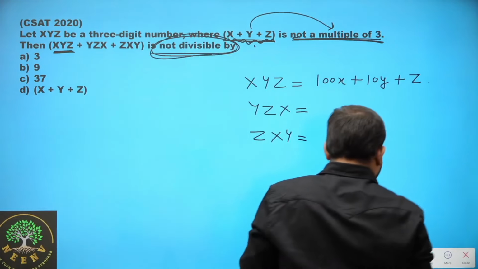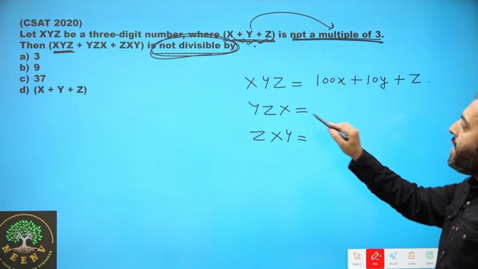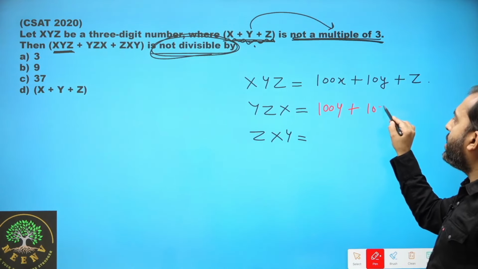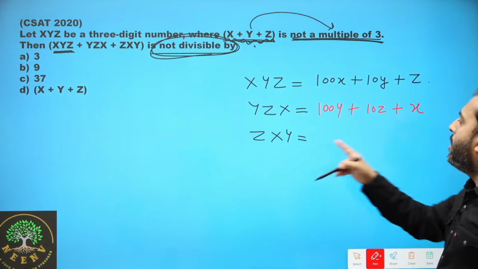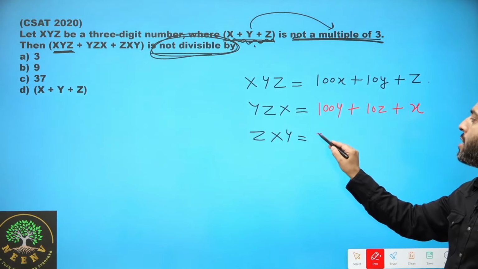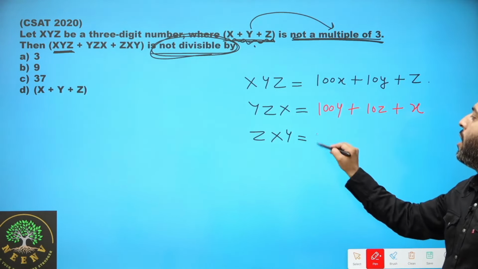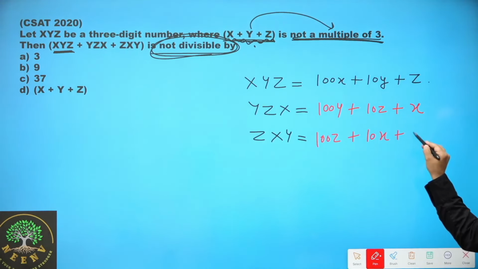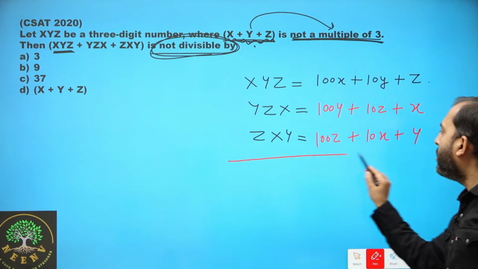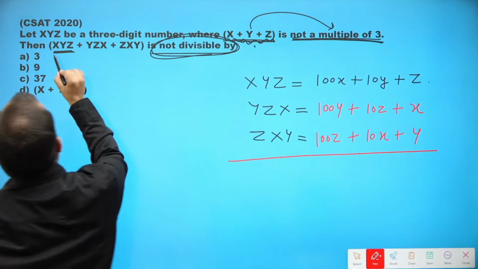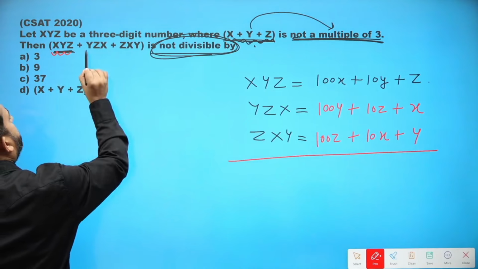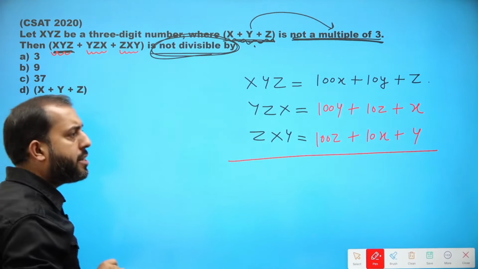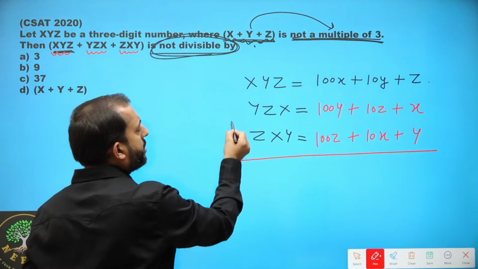Okay, so let's check it out. So let me write it down. yzx can be written as 100y plus 10z plus x. zxy can be written as 100z plus 10x plus y. Now we are adding all these numbers. See, xyz is a 3-digit number, so yzx should be a 3-digit number and zxy should be a 3-digit number. We are adding all these 3 numbers.